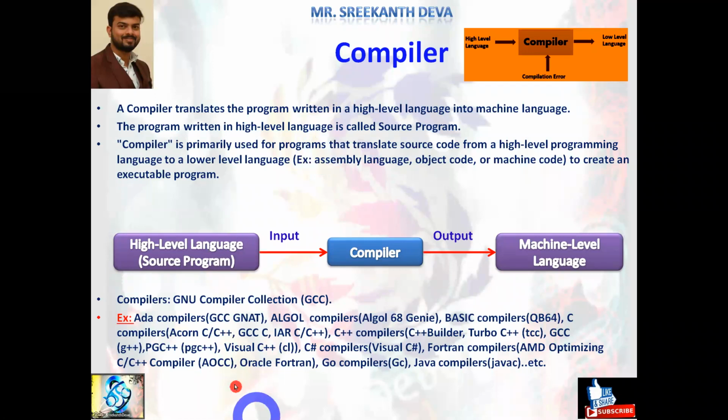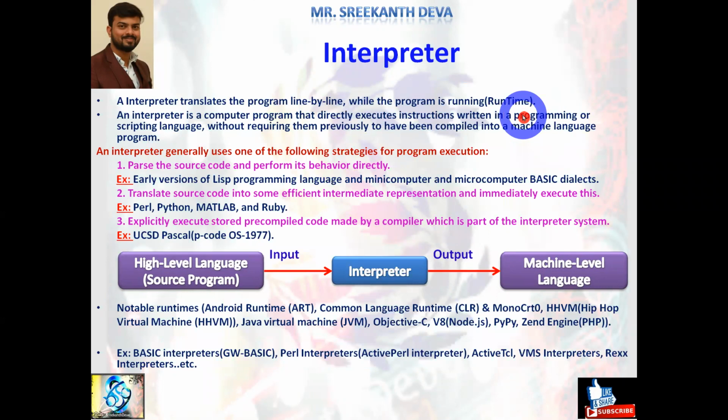Various compilers like Ada compilers, ALGOL compilers, basic compilers like the C compiler, C++ compilers, GCC. Every programming language, like Java, has its own compiler. Every compiler-based programming language has its own compiler. That compiler is responsible for checking the syntax and the semantics. If you, as a programmer or user, violate them, it generates compile time errors or compilation errors. Okay, so this is about compiler.